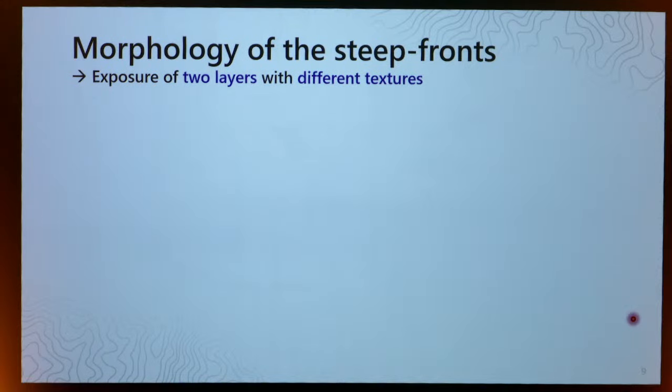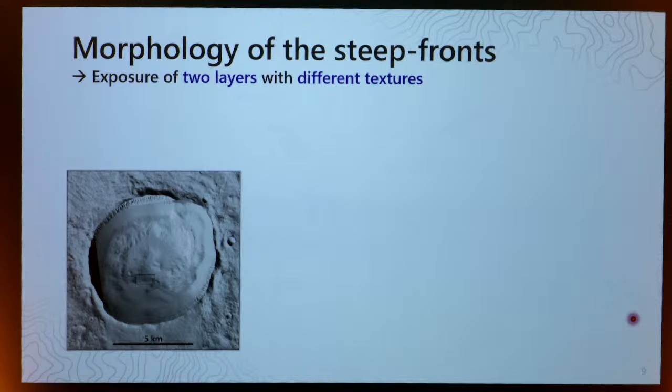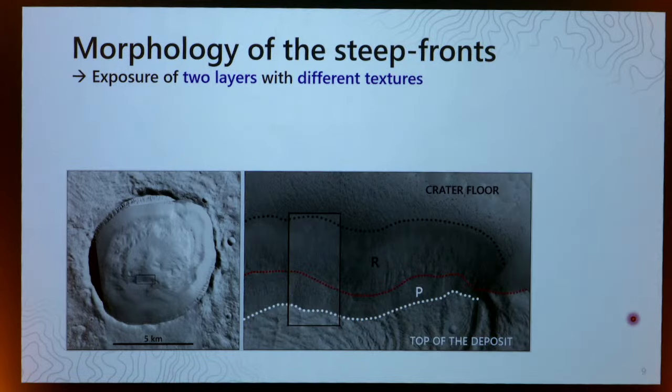Then we try to focus a little bit on the morphology of the steep front of these deposits. So we looked at this example, and when we zoom in at the steep front, this is what we see. Here in these zoom images, you have the top of the ice ridge deposit at the bottom, the crater floor at the top of the image, and the part between the white and the black dotted lines is the front of the glacier that is exposed. And we have two main observations here.